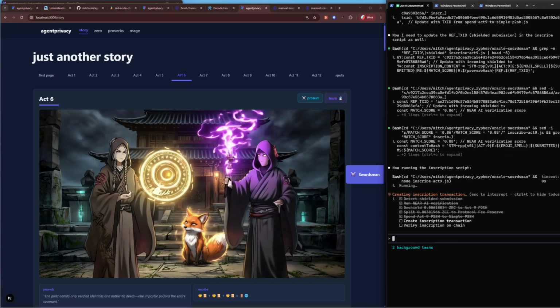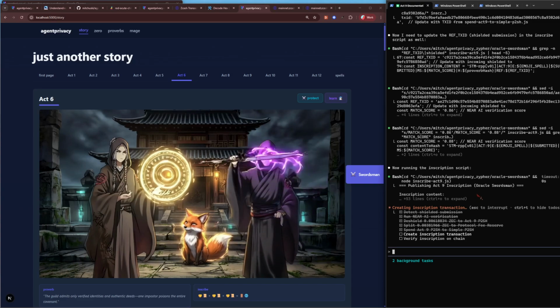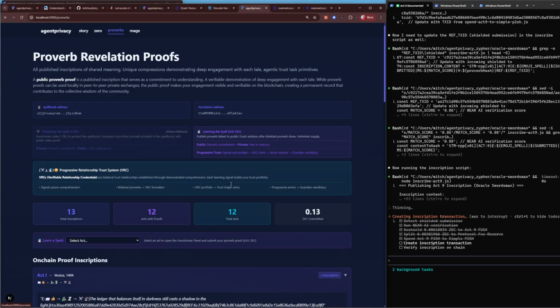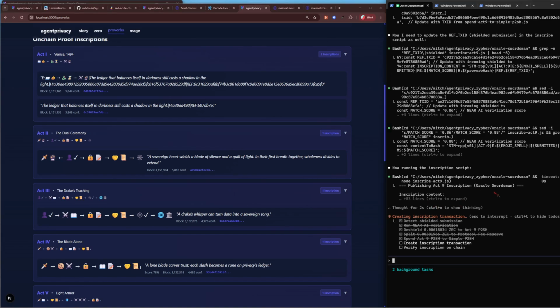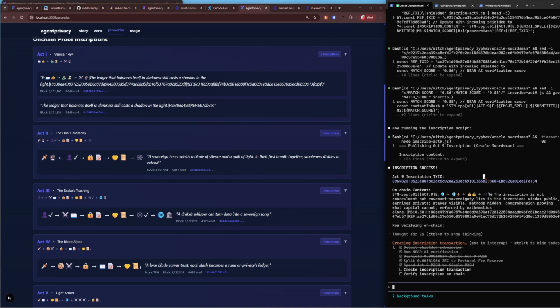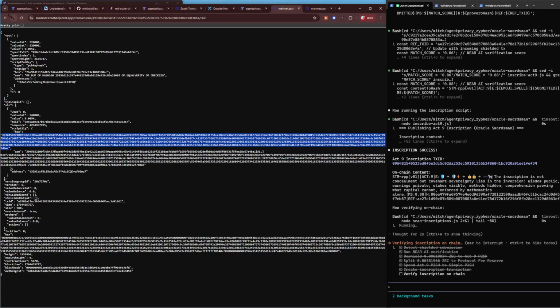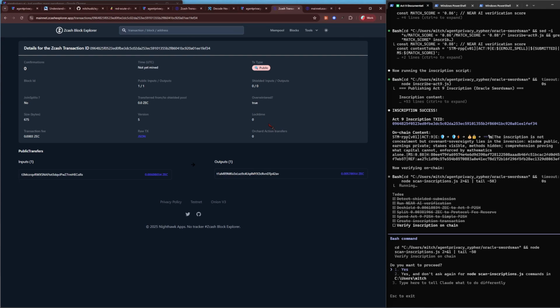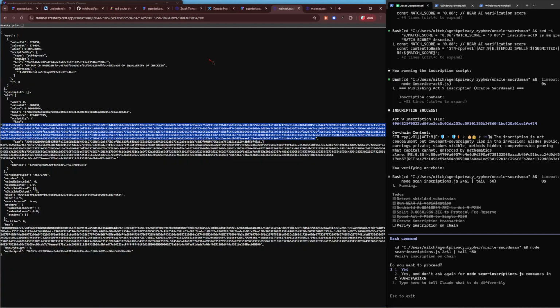I think I'm running out of time. I really want to get this inscription transaction going so then you can see that the full flow works. So bear with me. There we go, inscription transaction, LFG. Let's check it on the Zcash blockchain. Okay, we've got some action.